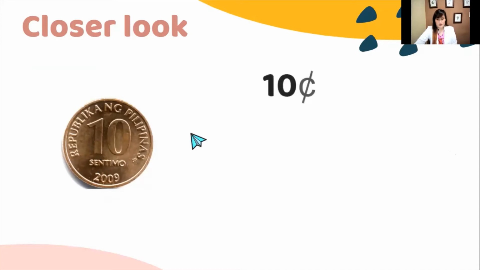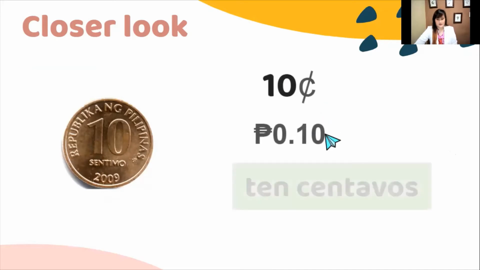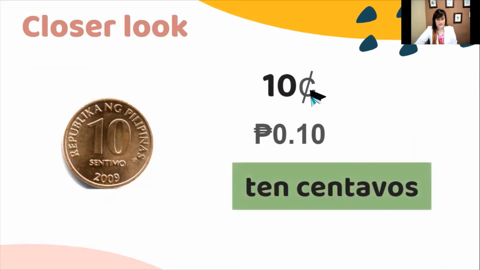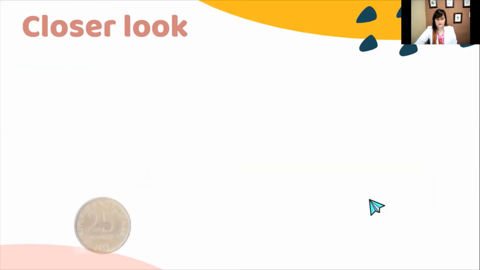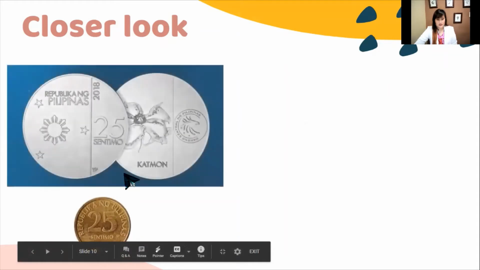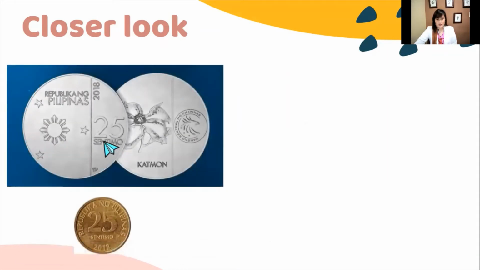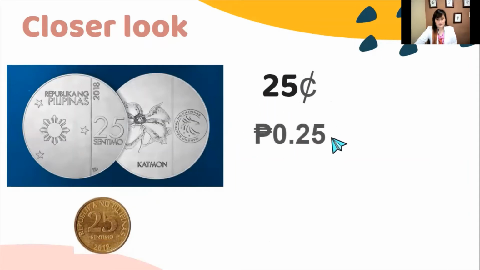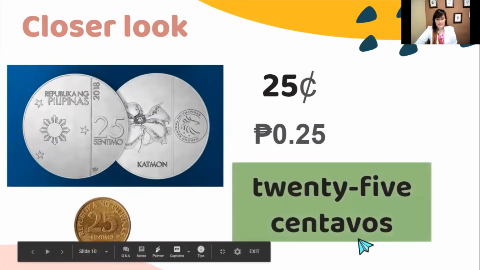And this is what we call 10 centavos. Symbol, and this is how we write it in words. Now we have here the old coin, and this is the new one. As you can see, there is number 25, and this is what we call 25 centavos. This is how we write it, or this way, and we spell it like this, 25 centavos.